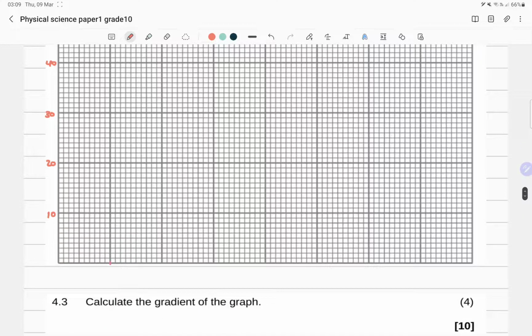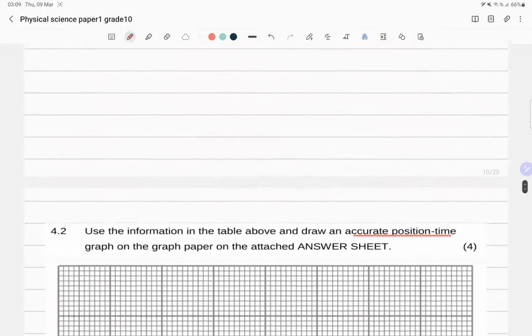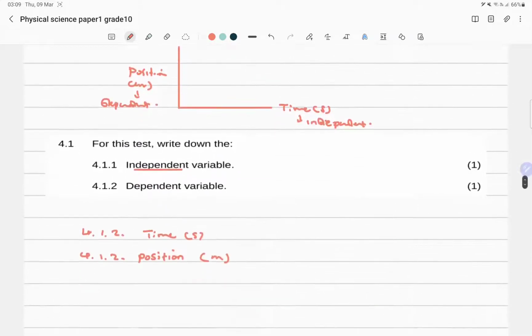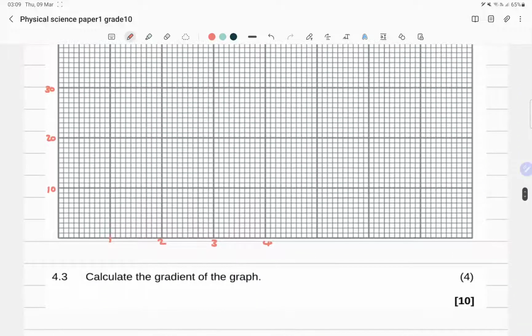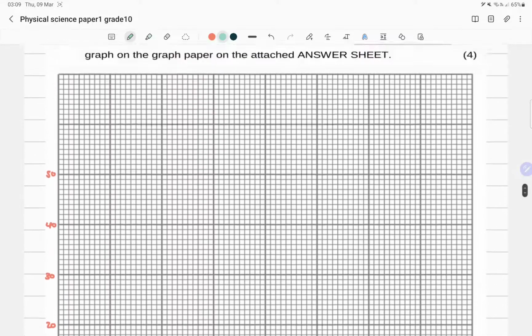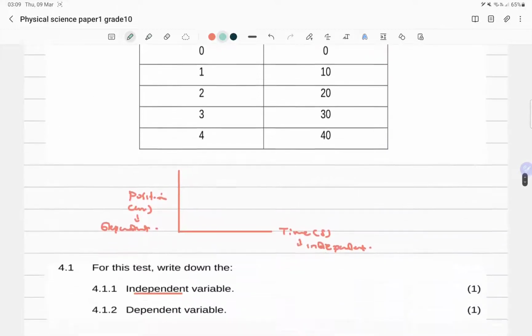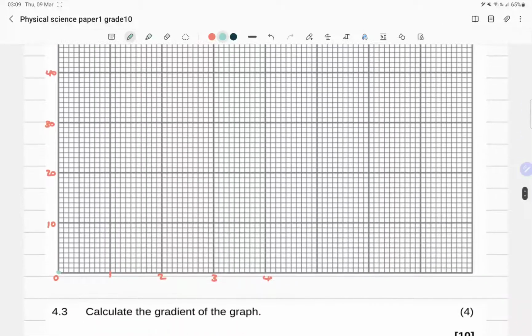So we can say this is also 1, 2, 3, 4, just to make it nice and big. We don't need to worry about other things. So 0 goes with 0. By the way, you need to indicate 0 there. Next one, 1 second went with 10 meters. So there we are. There's power cuts by 4.